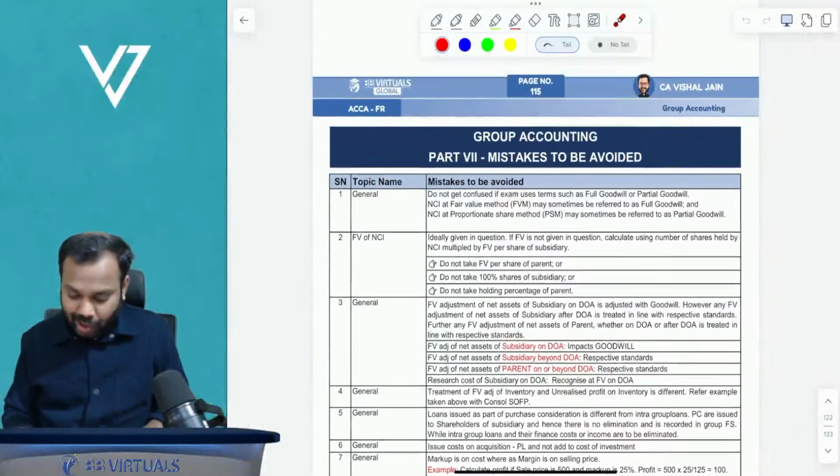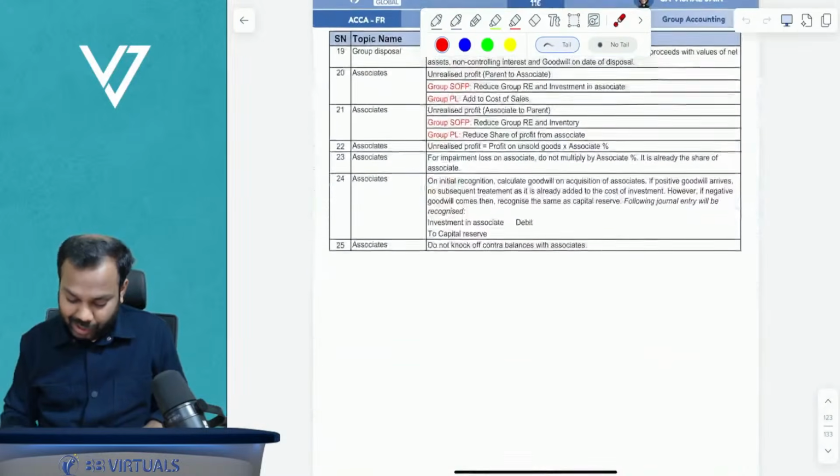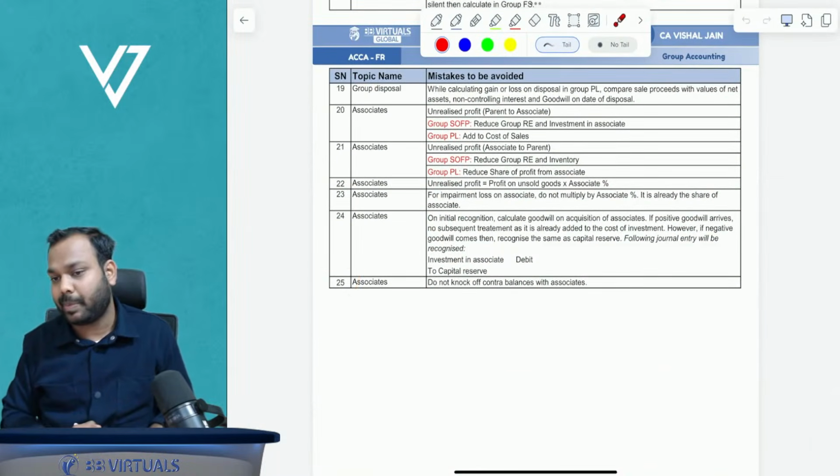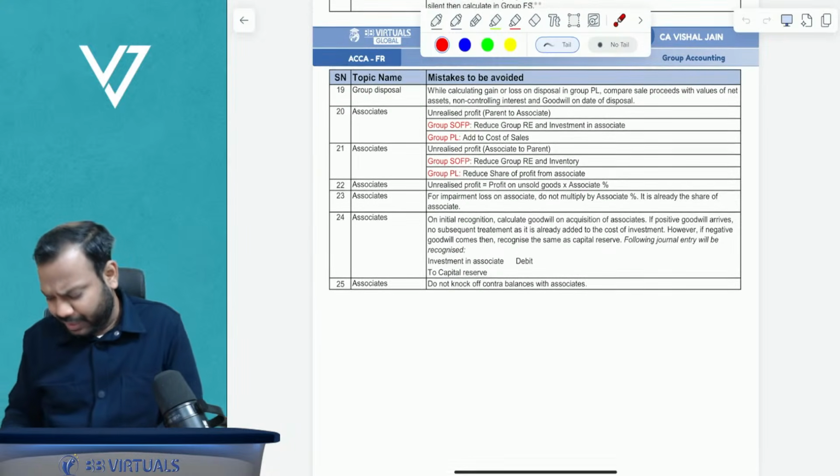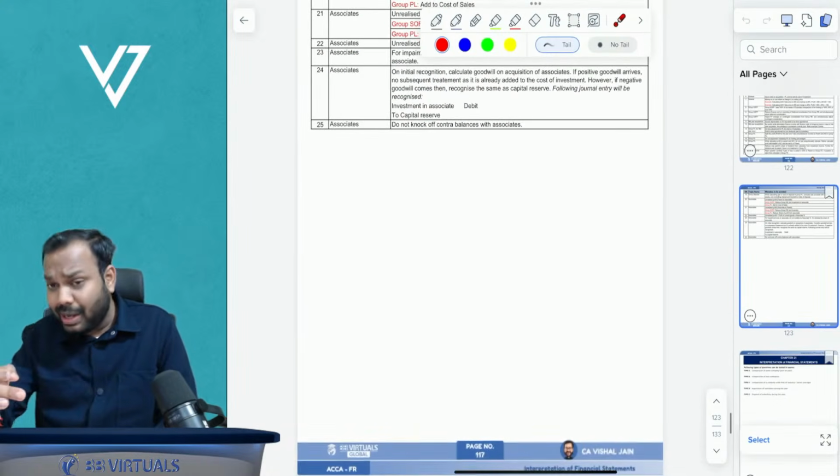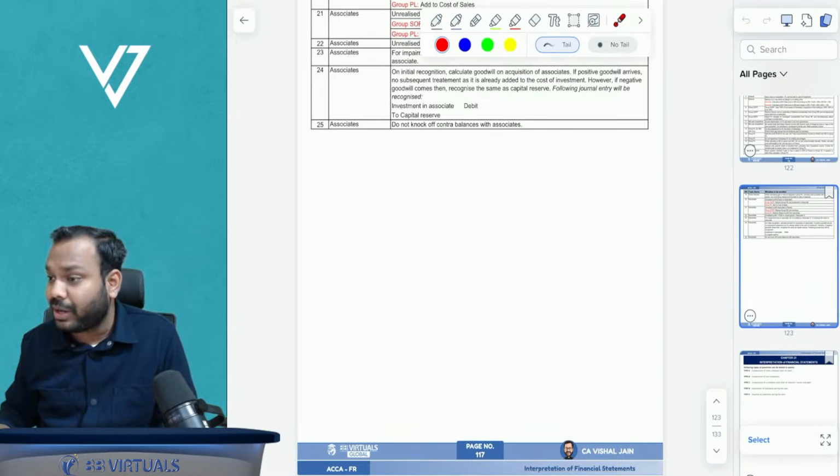See how many mistakes I have summarized here. Around 25 mistakes in the entire group accounting chapter. I have spent significant time and effort on these, and the total entire FR book is in just 133 pages.